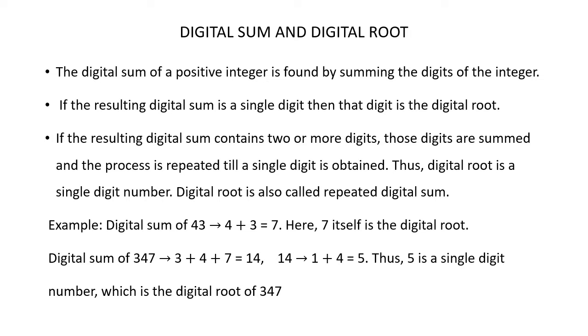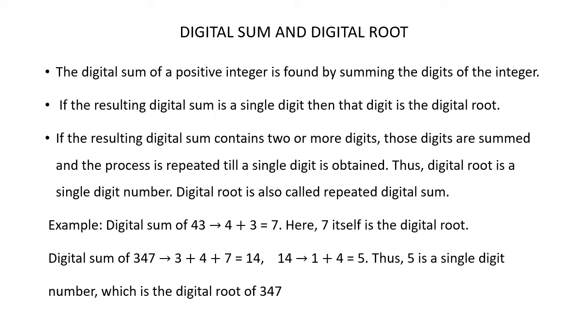Now, if the resulting digital sum is a single digit, then that digit itself is the digital root. Instead, if the resulting digital sum contains two or more digits, then those digits are summed and the process is repeated till a single digit is obtained. Thus, digital root is a single digit number. Digital root is also called repeated digital sum. Since digital root is a single digit number, digital sum is repeated till we obtain a single digit digital root.